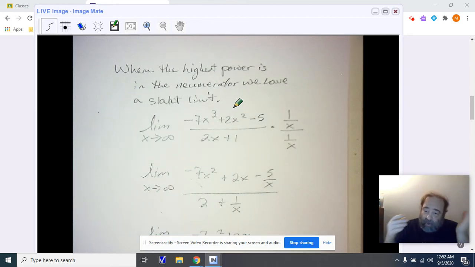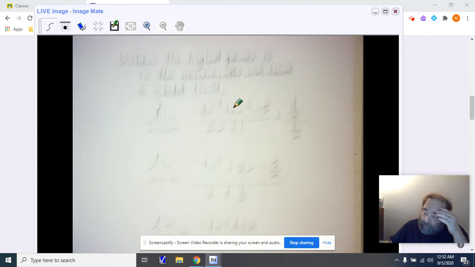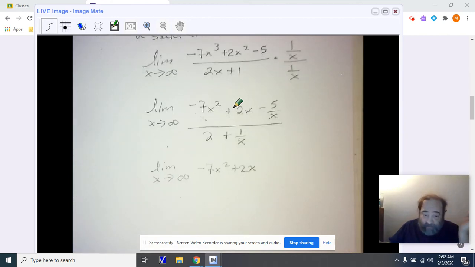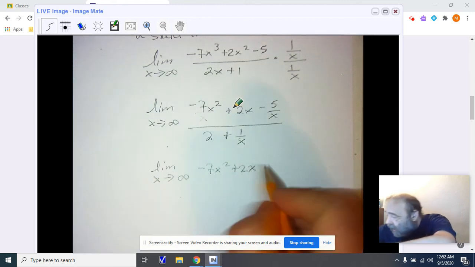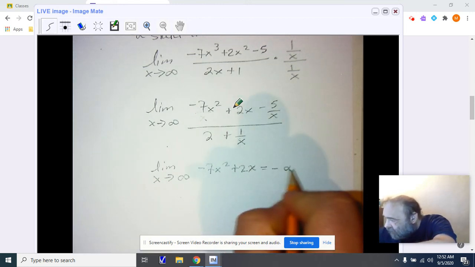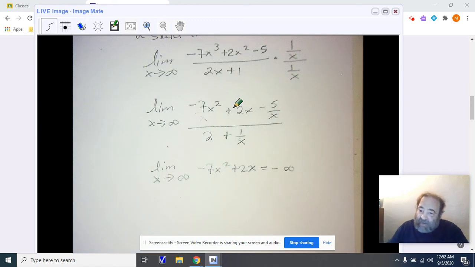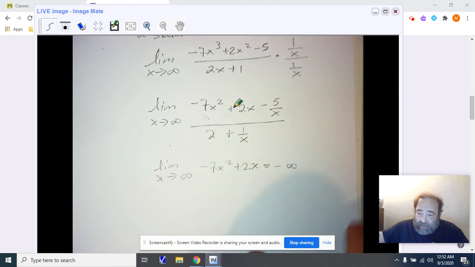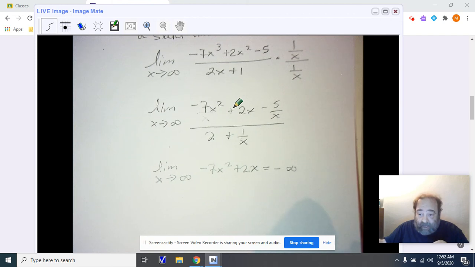Now we can go back to our original way of finding limits by simply plugging in the infinity and asking, is this going up or is this going down? And we can clearly see that negative 7 multiplied by the infinity squared overwhelms the 2 times infinity, and our answer grows infinitely small, giving us a negative infinity as our answer. So these are the 3 situations you have to watch out for when you are working with limits at infinity.